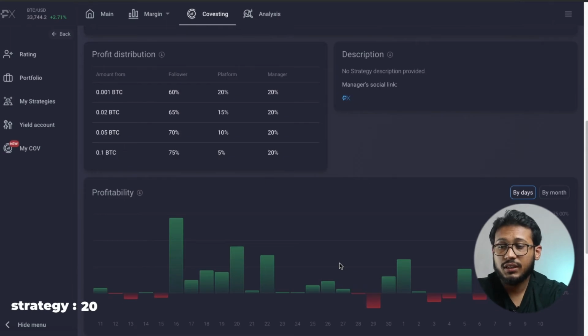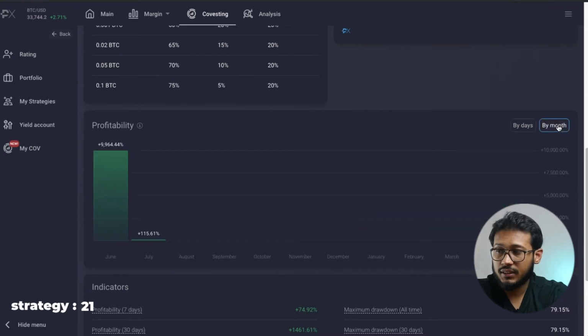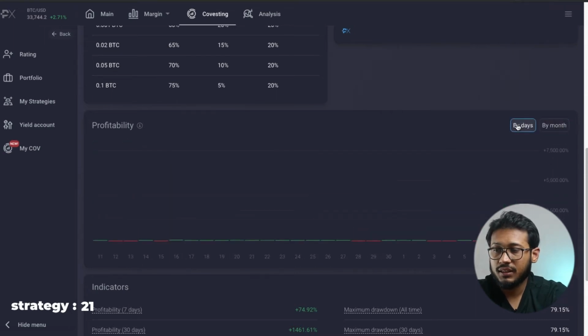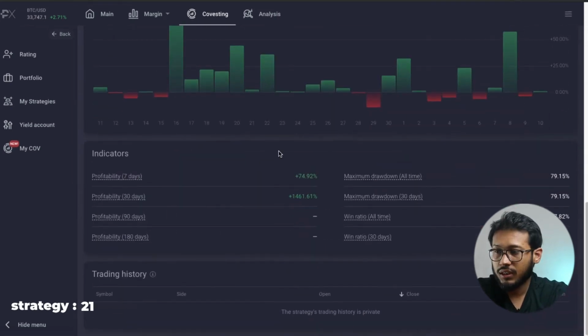After that, you see the profitability in terms of charts. As this strategy is not very old, it has just 1 month and a couple of days. But you see that there are a lot of green days and some red days here. If you scroll down a little bit, we'll see the 7-day profitability, 30-day, and if the strategy was older, you'll see 90 days, 180 days, and even more.